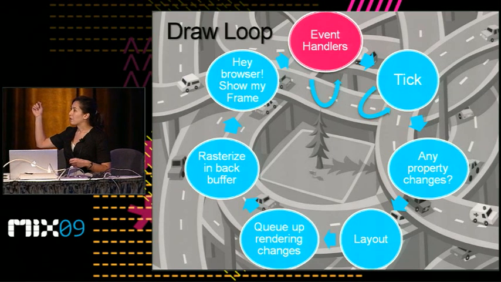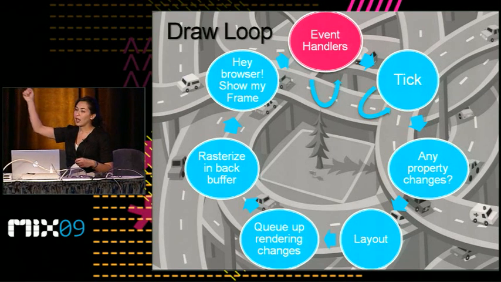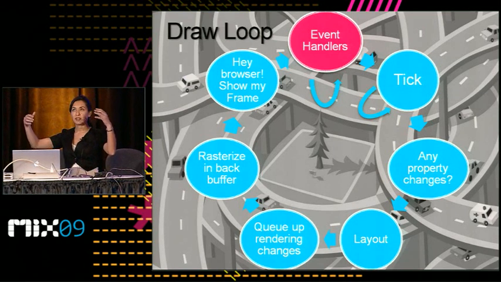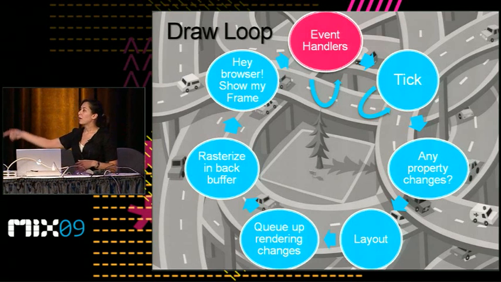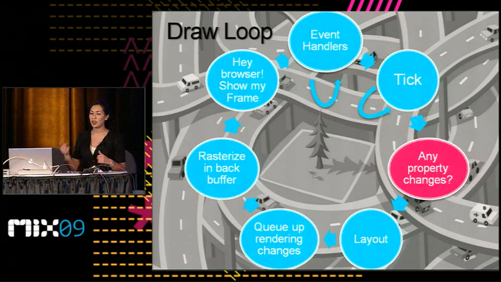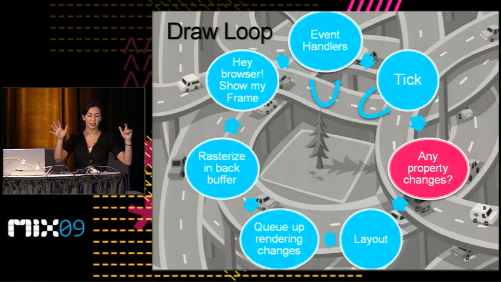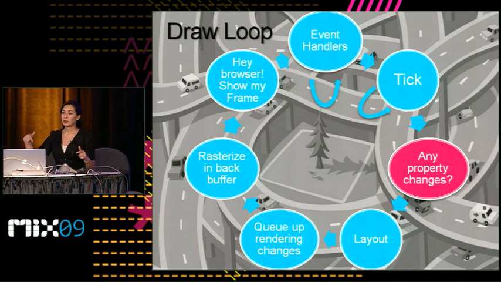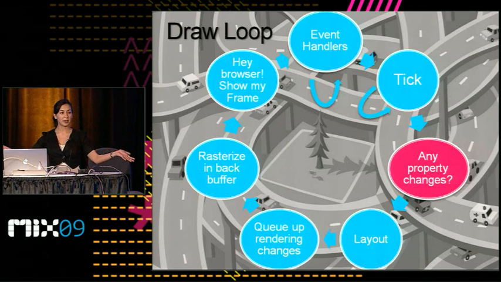So we go ahead and we interact with the event. We run some user code. And by the next time that there's a tick, which happens at 33 milliseconds, the default is 60 times a second, we go through and we say, hey, are there any property changes?